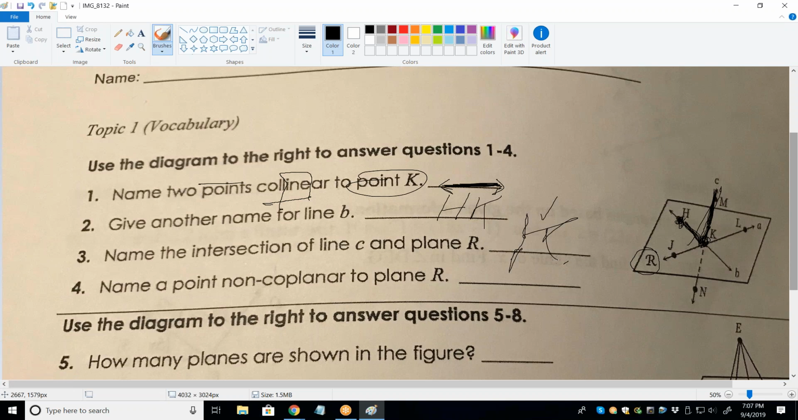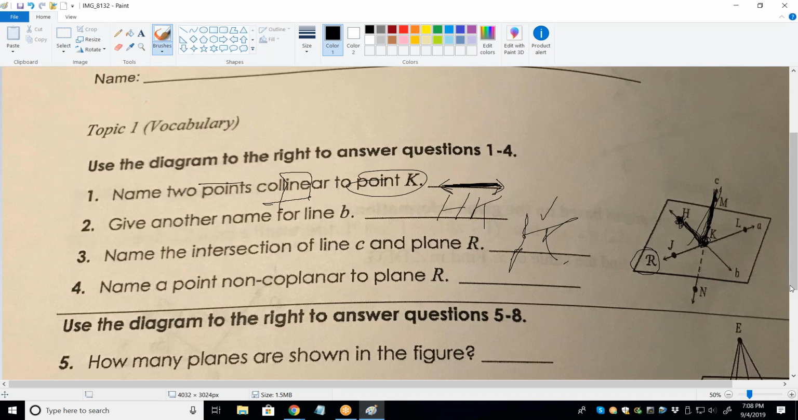Name a point non-coplanar to plane R. Would it be like N? Okay, what else? That for sure. It's not on the same plane. N and M, right? M and N, and that's it. Yeah. All the other points are on the same plane.